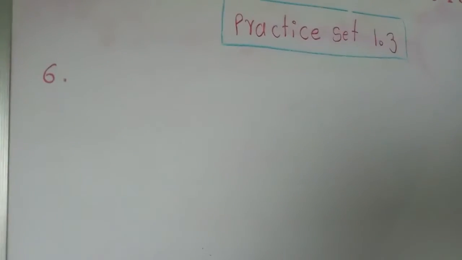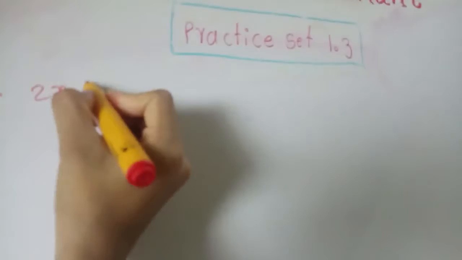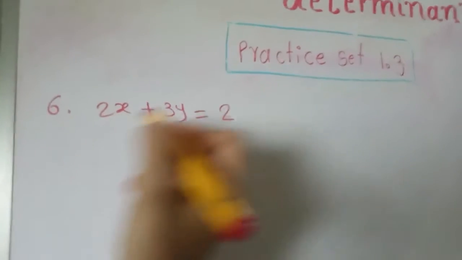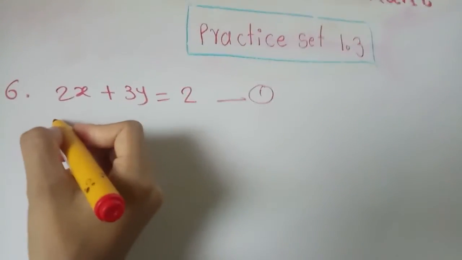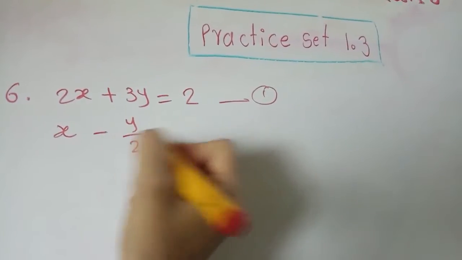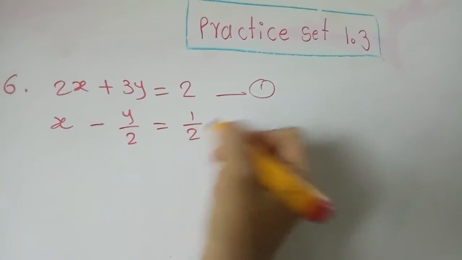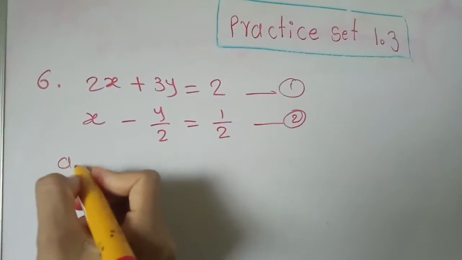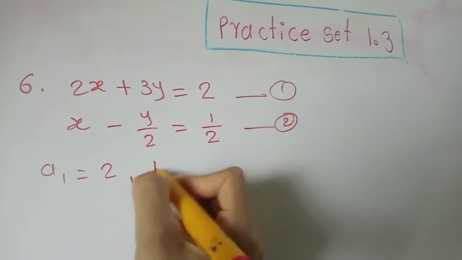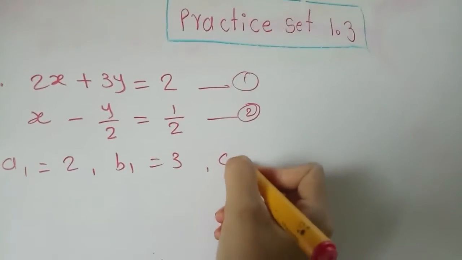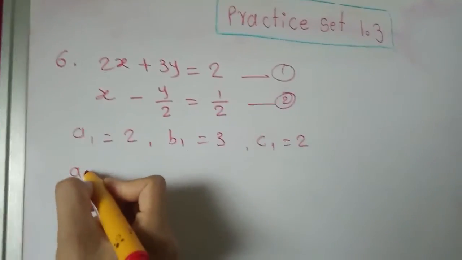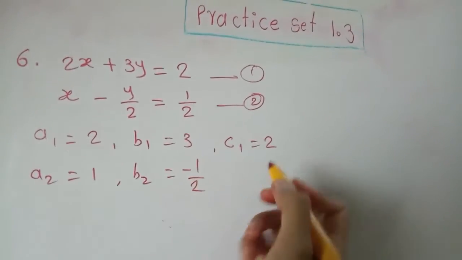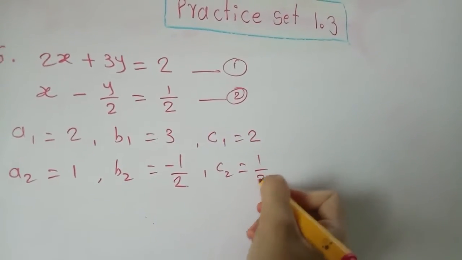Next example, sixth one. 2x plus 3y is equals to 2. This is equation number first, and x minus y by 2 is equals to 1 upon 2. This is equation number 2. So compare this equation and find the value of a1. a1 is 2, b1 is 3 and c1 is 2. a2 is 1, b2 is minus 1 upon 2 and c2 is 1 upon 2.